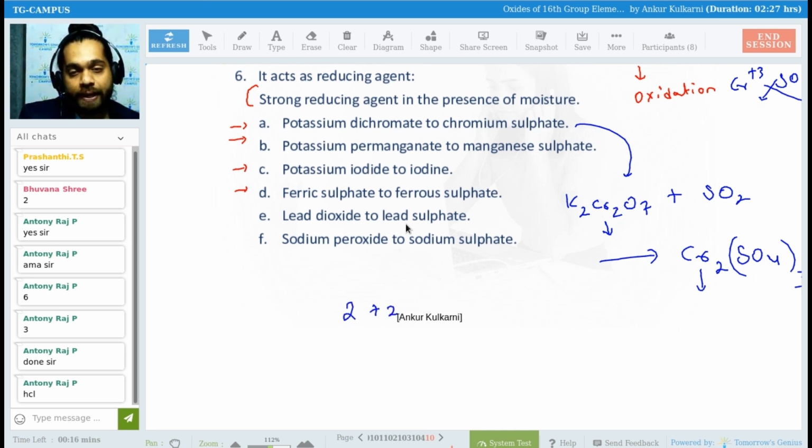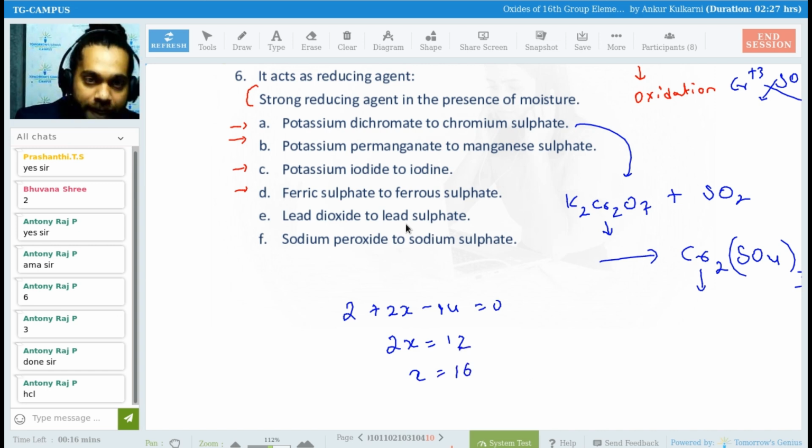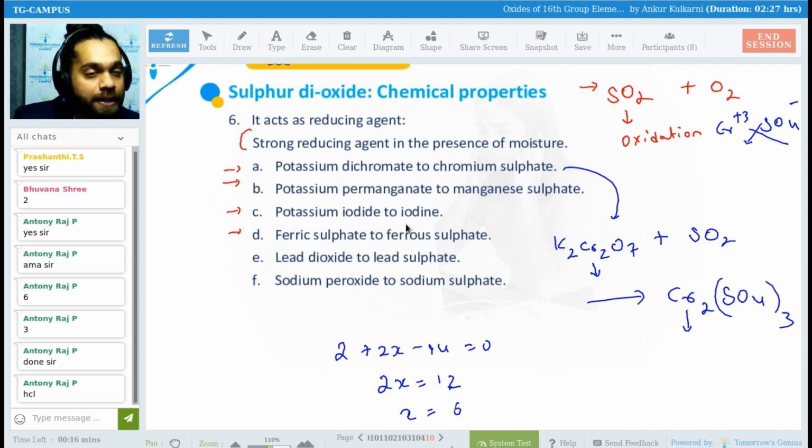So it is 2 plus 2x minus 14 is equal to 0. Correct. So 2x is equal to 12. X is equal to plus 6. So what we have is plus 6 to plus 3.